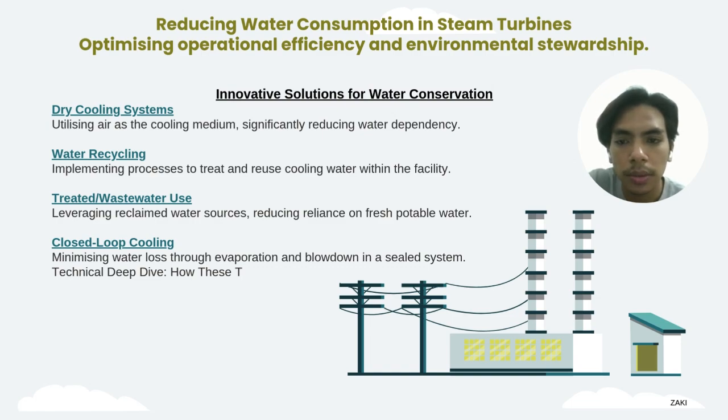The second point is water recycling. Implementing processes to treat and reuse cooling water within the facility. The third point is treated wastewater use, leveraging reclaimed water resources to reduce reliance on fresh potable water. The last point is closed loop cooling, minimizing water loss through evaporation and blowdown in the sealed system.